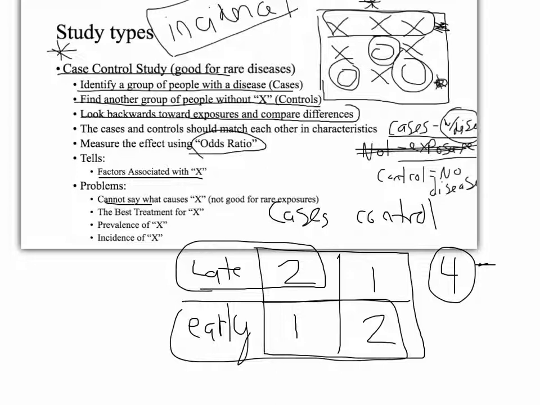Problems with it, like I said: it cannot say what causes it. It's not good for rare exposures. It doesn't tell you the best treatment. You don't know the prevalence. You don't know the incidence. In this example, basically, I don't know the prevalence or the incidence. All I did was come in and select three cases, and then I found 3 more controls to compare them to. I don't know how many other people are in this population, and I don't know how many other people are going to get this disease or how often the disease presents, so I don't know prevalence or incidence.